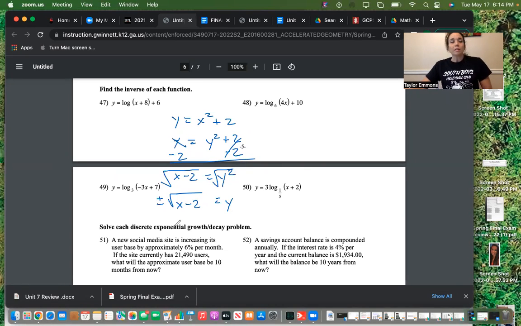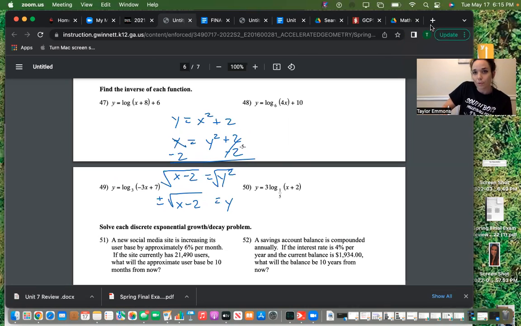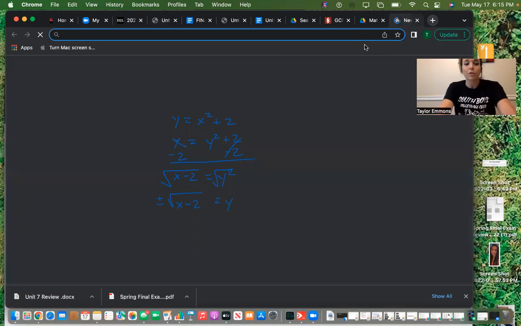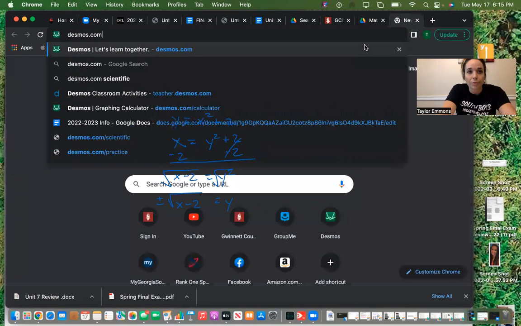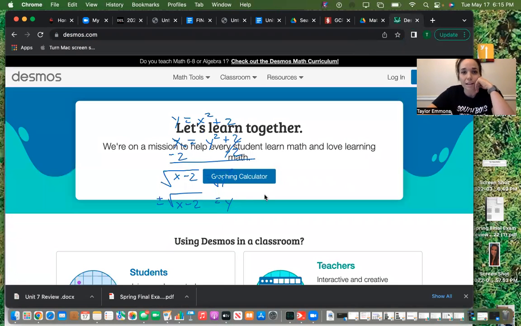Now, I don't think they're actually going to ask you whether or not it's a function, because I don't think y'all have to know that. My Algebra 2 kids do have to know it, but that being said, I'm just going to go over what that means. If we go to Desmos, which you will have access to on your final exam, as well as a TI-84 calculator.